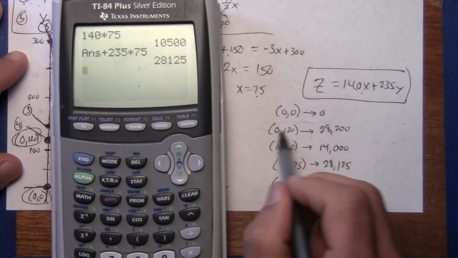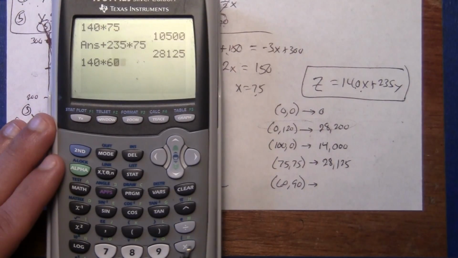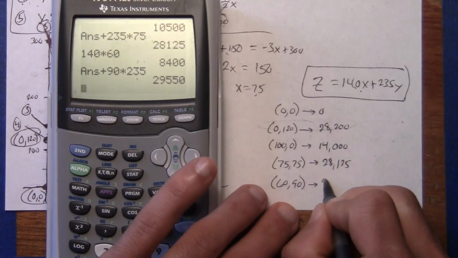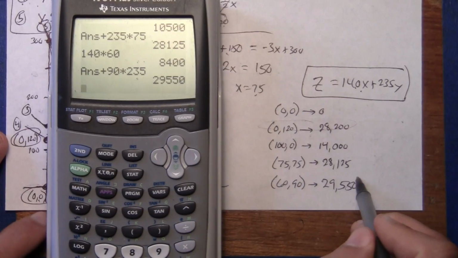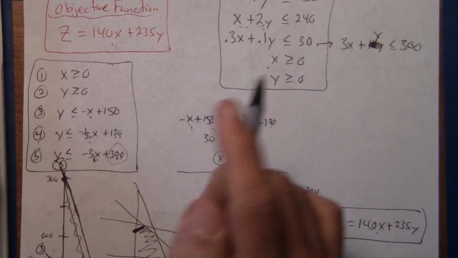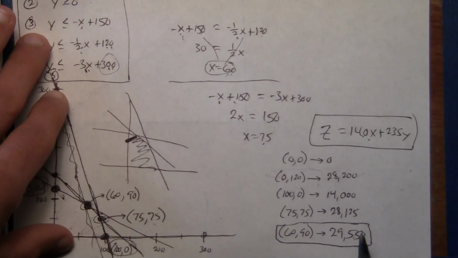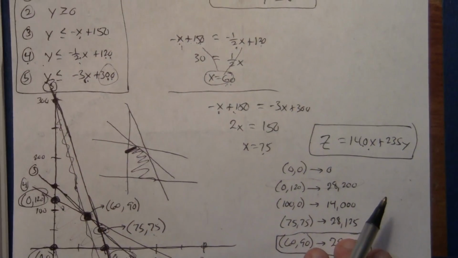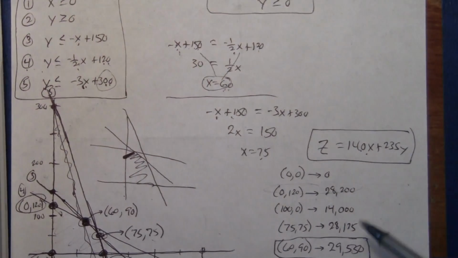As of right now, this is my max. So I have 60 and 90, so 140 times 60 plus 90 times 235, and that gives me 29,550. And so that clearly is the largest one. So to answer the question, it says, what is the optimal profit? Well, my optimal profit is $29,550. The other question asks, what is the optimal acreage for each fruit?